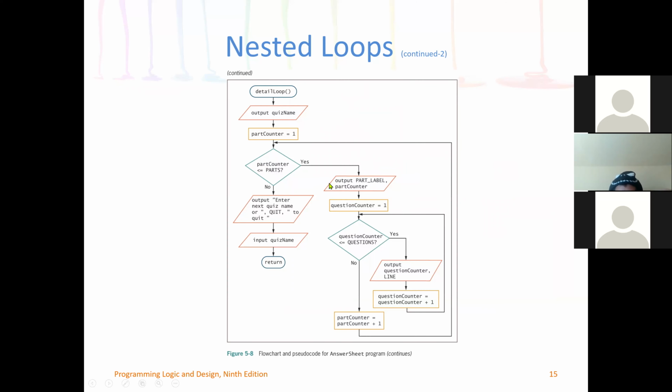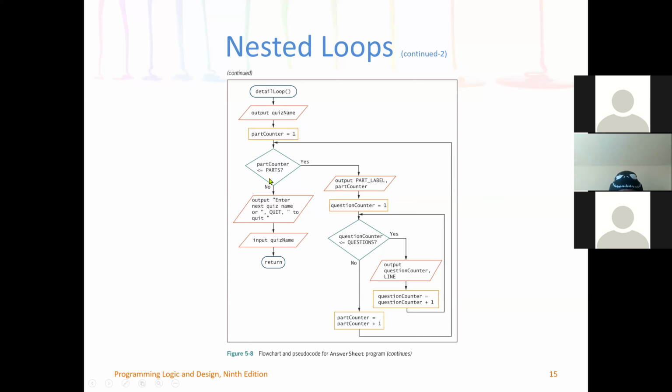Now let's see the nested loop example here. So we can see that we have a loop. This will be our inner loop where the questions are. The condition is the question counter is less than or equal to questions. Then the outer loop will be the one where we have part counter is less than or equal to parts. Because the loop starts from the top, we know execution will start from the top of the program.